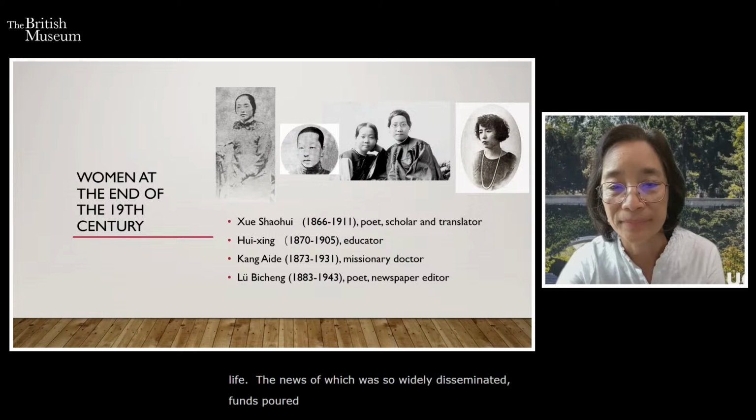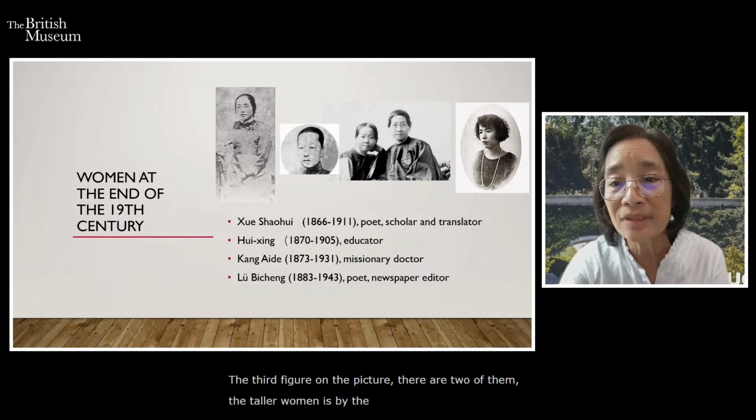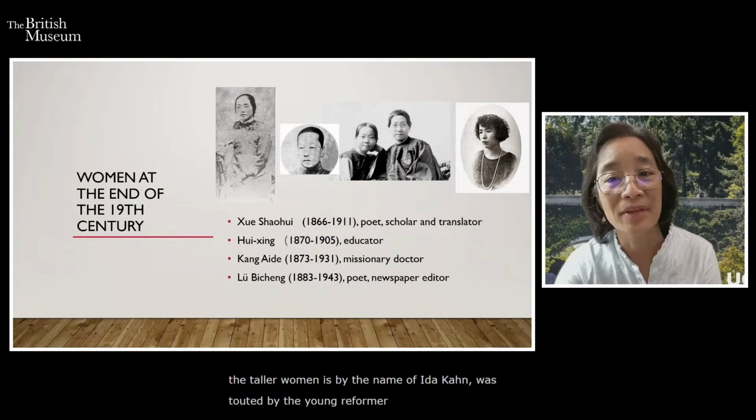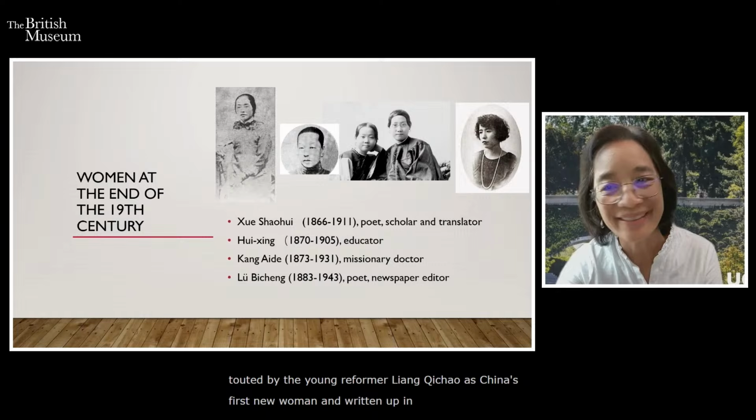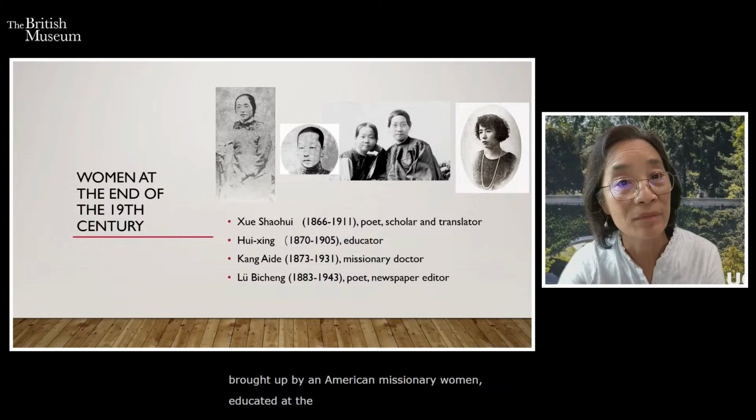The third figure on the picture, there are two of them. So the taller woman is by the name of Ida Kahn, or Kang Aide, was touted by the young reformer Liang Qichao as China's first new woman and written up in missionary petitions as a Confucian descendant. She was brought up by an American missionary woman, educated at the University of Michigan, and ran a missionary hospital for many years in Jiujiang, China.